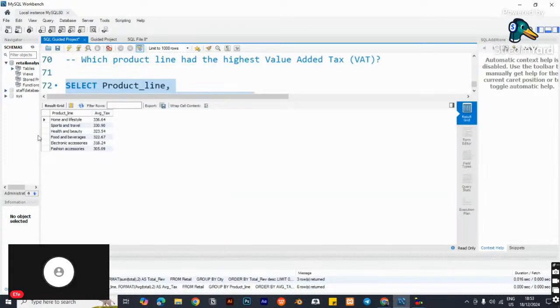So you can see home and lifestyle appliances, they are the product line that receive the highest tax. Yeah, it's logical anyway. So you can see that and spot, and we know how to go about the business.